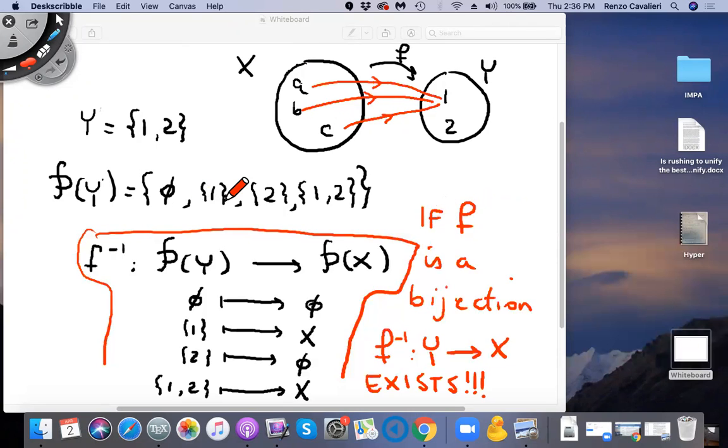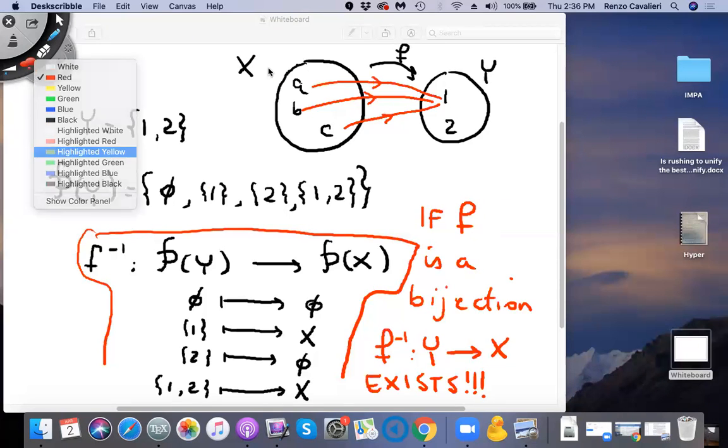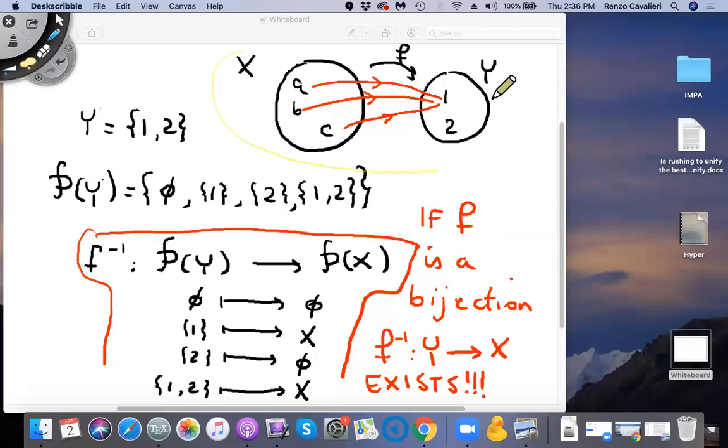If the function f of x equals y, that we have up at the top with the two circles and A, B, C, 1, 2, is a function. So this whole picture represents a function.